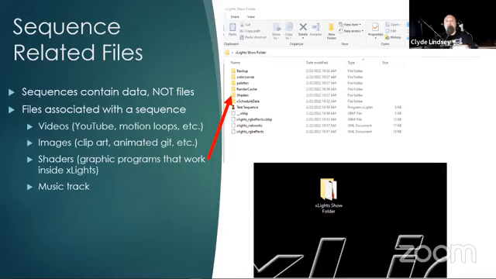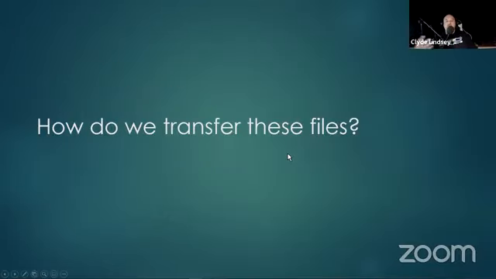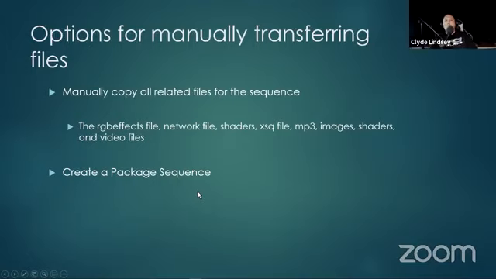So again, the goal here is we want to move from our computer to, let's say, a laptop and sequence the same sequence on a laptop. And that's what we're going to do. So these are the basics of the file structure that you need to know. And the next thing we're going to talk about is how do we transfer all these files? The options for manually transferring files, manually copying all related files for that specific sequence.